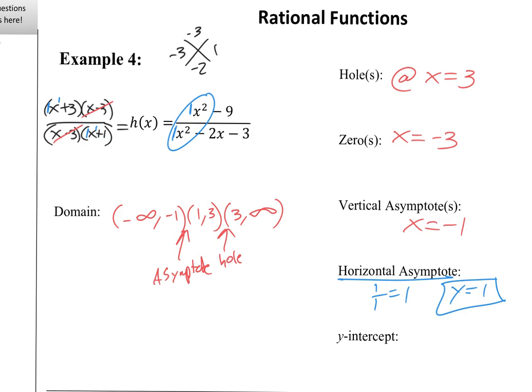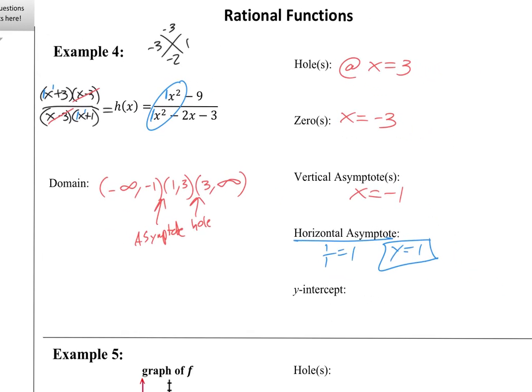Pretty straightforward. There's other rules if the degrees don't match. Like if the degree is higher on top, then there's not a horizontal asymptote. It's just going to keep going up and up and up forever. If the degree on the bottom is higher, so if this was like x to the 1 and this was x squared, we'd end up with a horizontal asymptote at y equals 0.